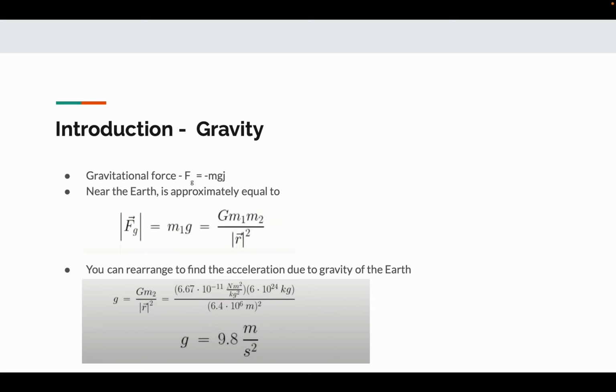Next thing we'll talk about is gravity. The gravitational force equals the mass times the acceleration of gravity and points in the downwards direction. Near the Earth, it's approximately equal to G times m1 times m2 over the magnitude of r squared. You can rearrange this equation to find the acceleration of gravity, which equals 9.8 meters per second squared.